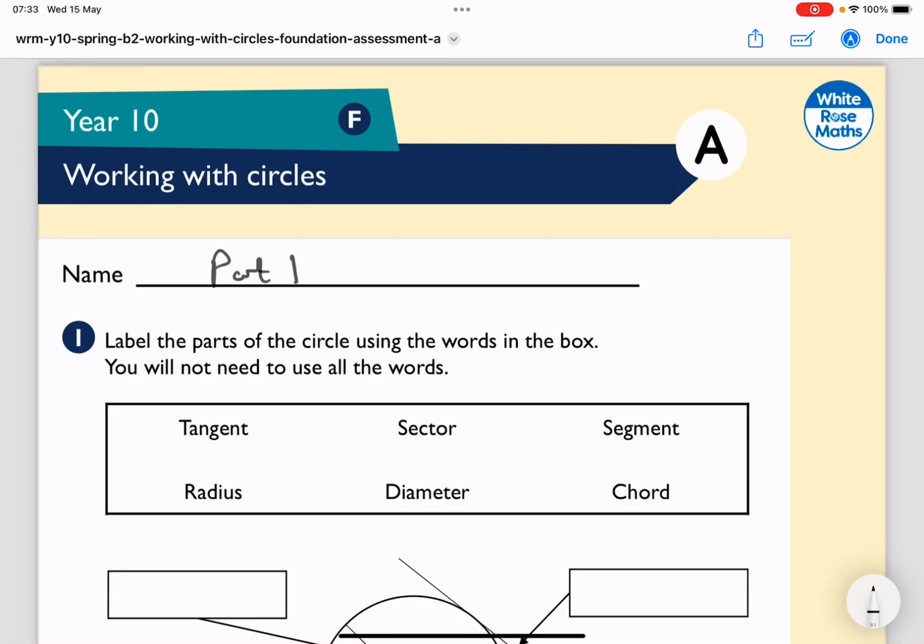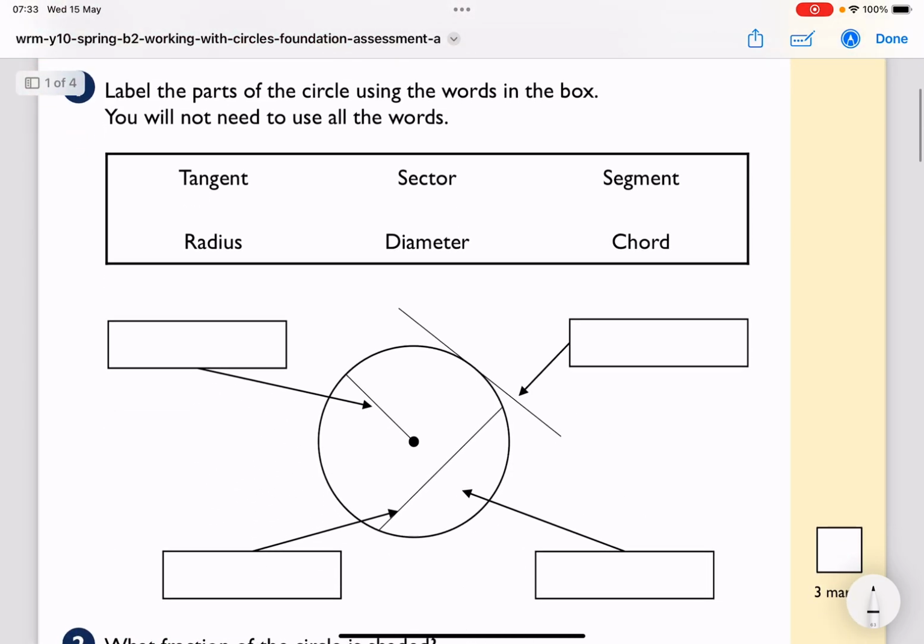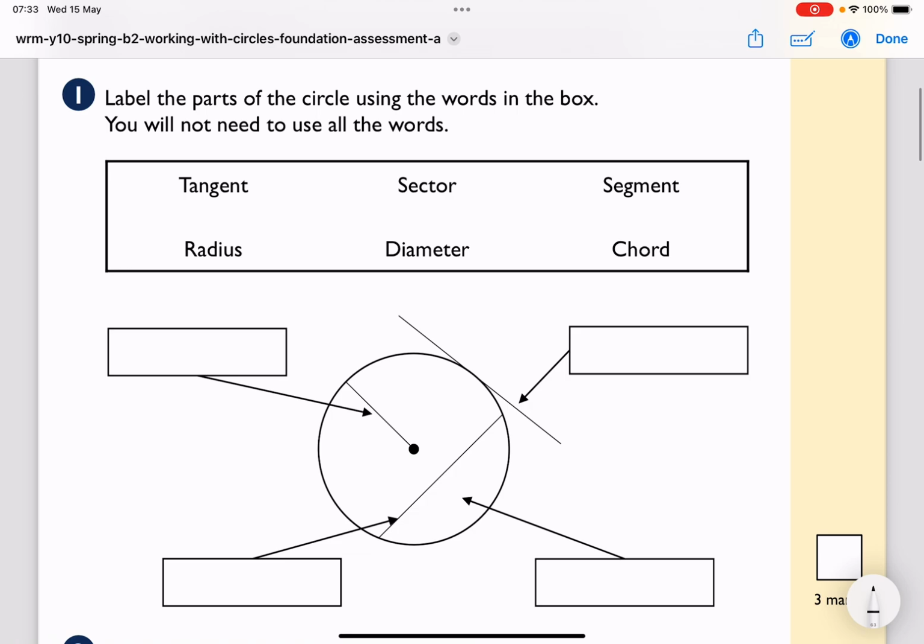Okay, next topic for revision for year 10, working with circles foundation. And the first question is label the parts of the circle. First of all, on this left hand side, I've got this line going from the center to the outside. That is the radius, and the outside I should really have called the circumference. It hasn't, so that's radius done.